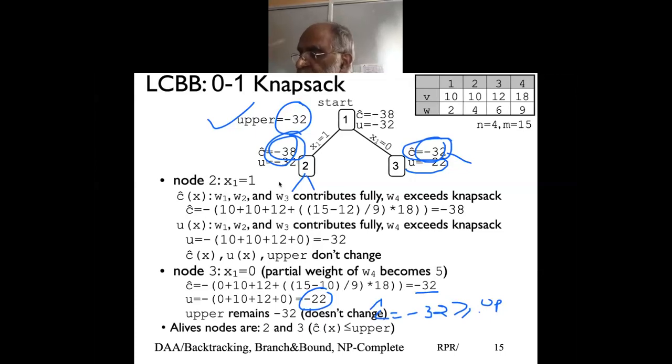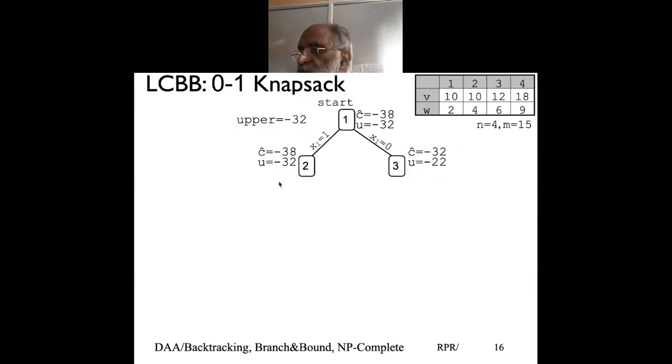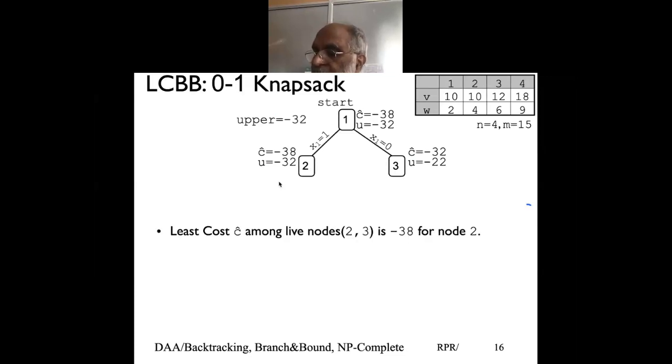Upper doesn't change. So now what we do, I have 2 live nodes, 2 and 3. In both cases, my estimated cost, this is minus 38, this is minus 32. Both of them are less than or equal to this upper. So both will remain live nodes, and I pick the one with the least cost, node 2, which is minus 38. So we explore node 2 with minus 38. Explore meaning take the next node.